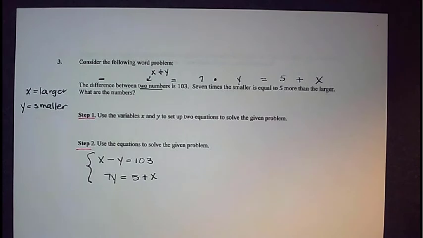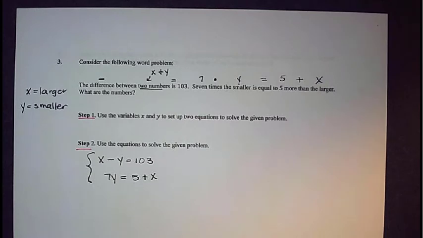Again, at this point you need to decide which method you want to use to solve this. We can either do the addition method or we can do the substitution. It does not matter which method you choose, you will get the same answer either way. I'm going to go ahead and do this with the addition method again.